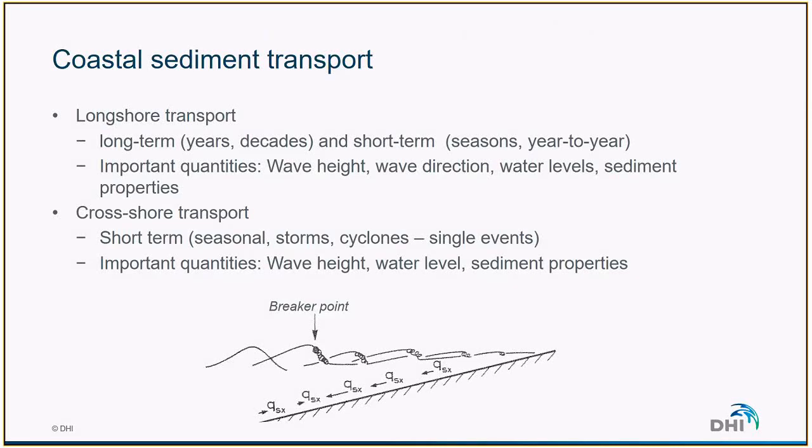On the other hand, the cross-shore transport is typically important for changes to the coastal morphology which occur on a short scale. This is particularly relevant for storms and cyclones and single events, but also seasons, for instance, in locations where we have a strong change from season to season.